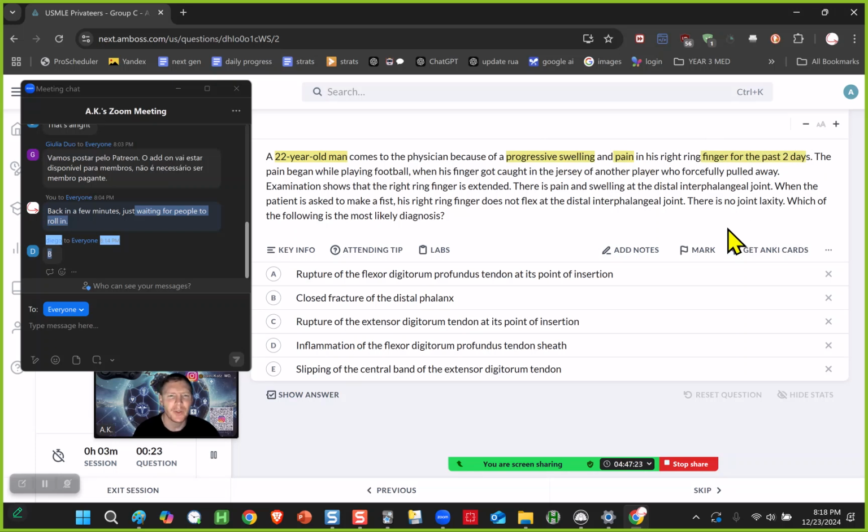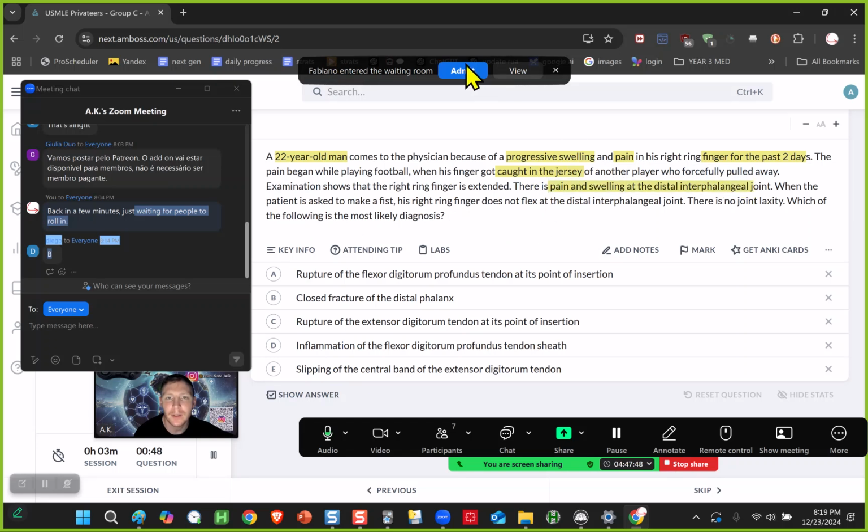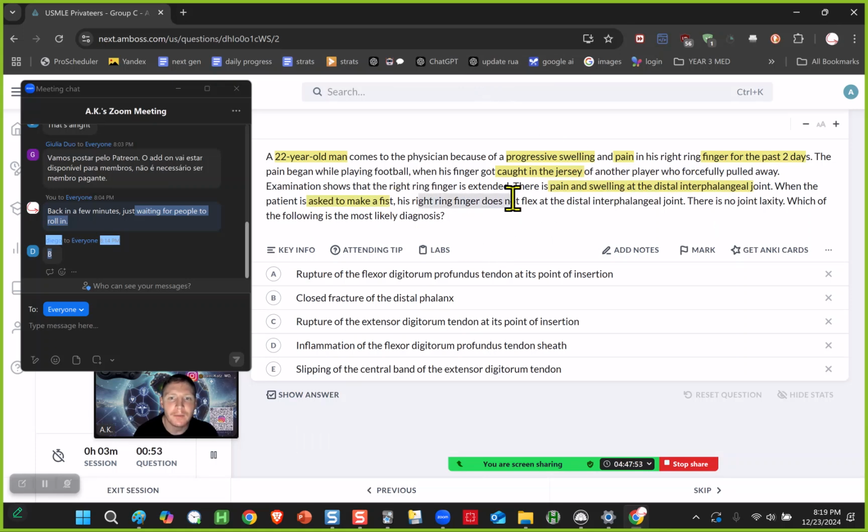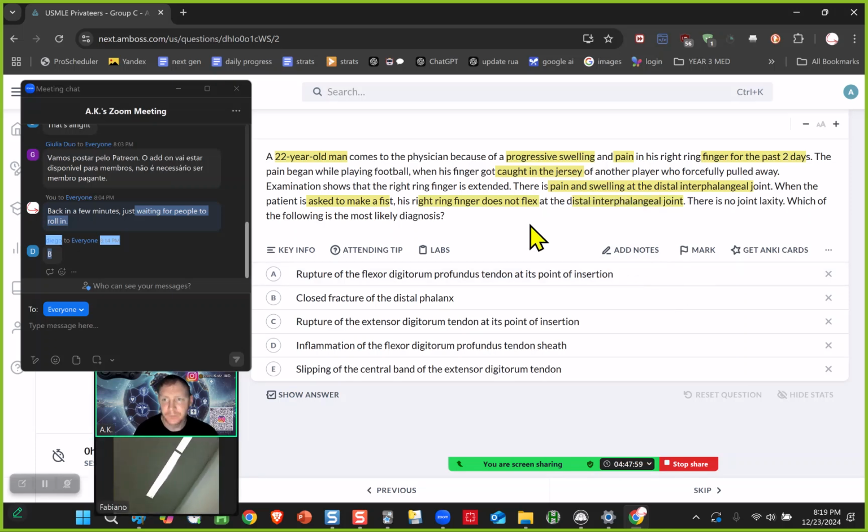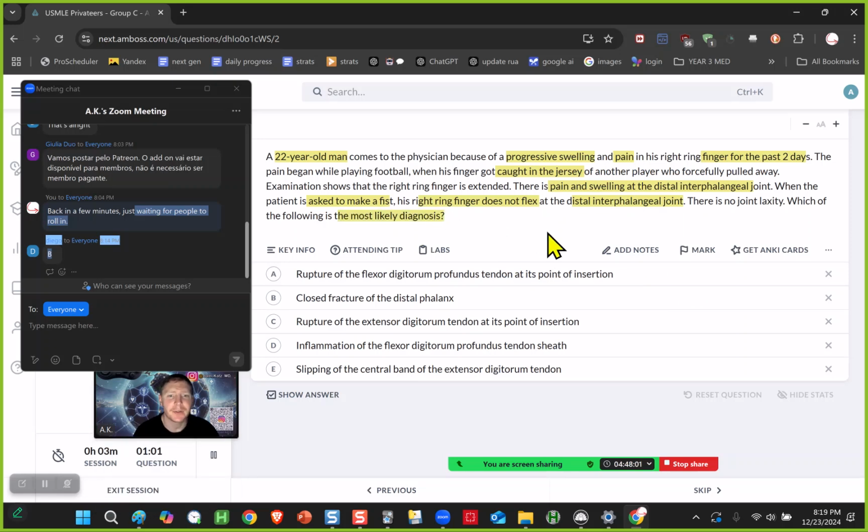But, 22-year-old man comes to the physician because of progressive swelling and pain in his right ring finger for the past 2 days. The pain began while playing football when his finger got caught in the jersey of another player who forcefully pulled away. This is classic. So, caught in the jersey. Examination shows that the right finger is extended. There is pain and swelling in the distal interphalangeal joint when the patient is asked to make a fist, and the right ring finger does not flex at the distal interphalangeal joint. There is no joint laxity. Which of the following is the most likely diagnosis?